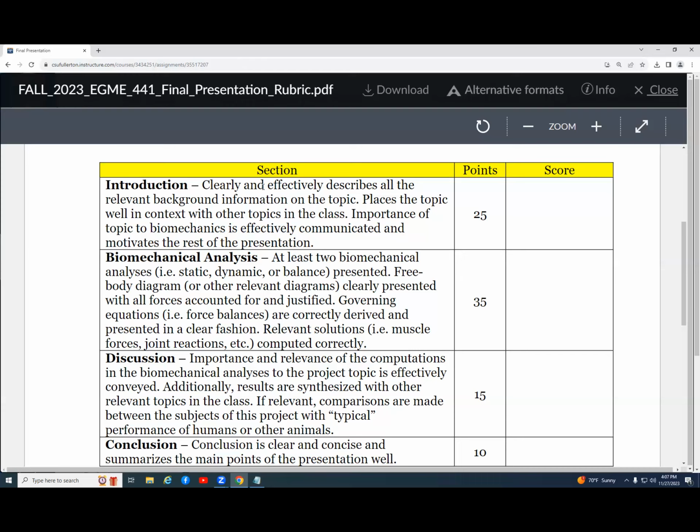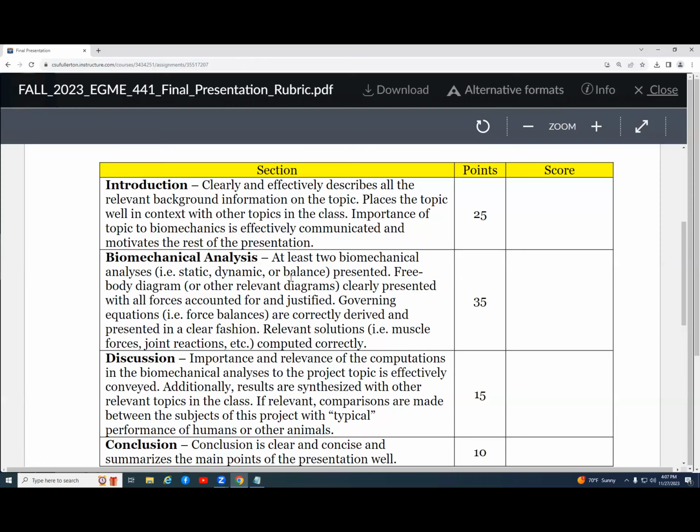So this rubric's a little bit outdated. We didn't get a chance to go over biomechanics of balance, although it's just a subset of static analysis. You should have at least 2 biomechanical analyses in your presentation. They could either be static analyses or dynamic analyses. Think of these as almost like example problems that you're going to be presenting to the class.